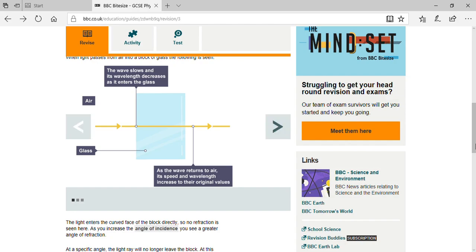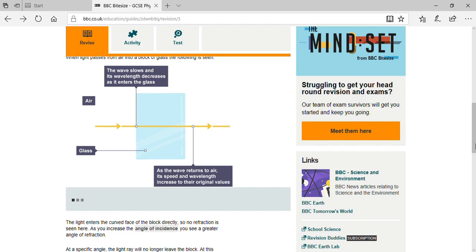Here, beta, the above one is your air, and the downward one is your glass, okay? As the wave slows and its wavelength decreases as it enters the glass, and as the wave returns to air, its speed and wavelength increase to their original values, okay?